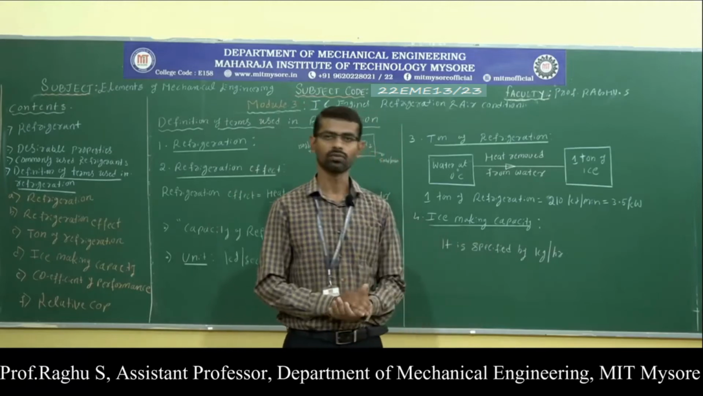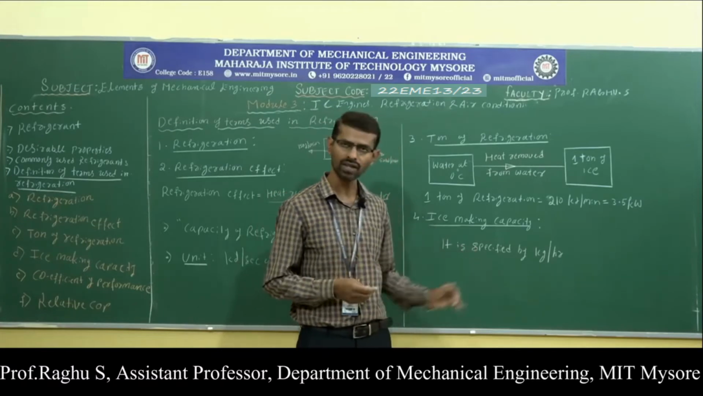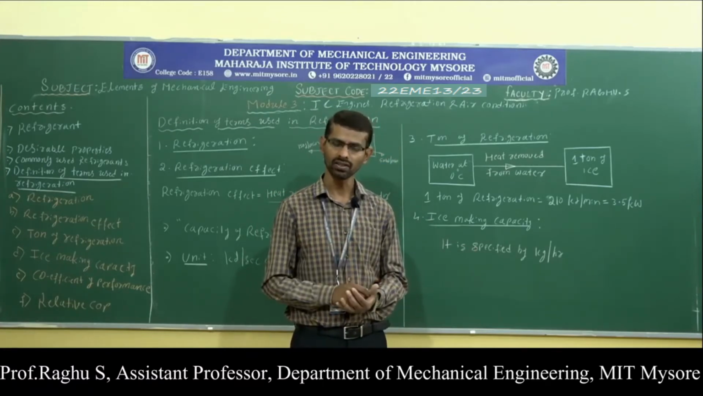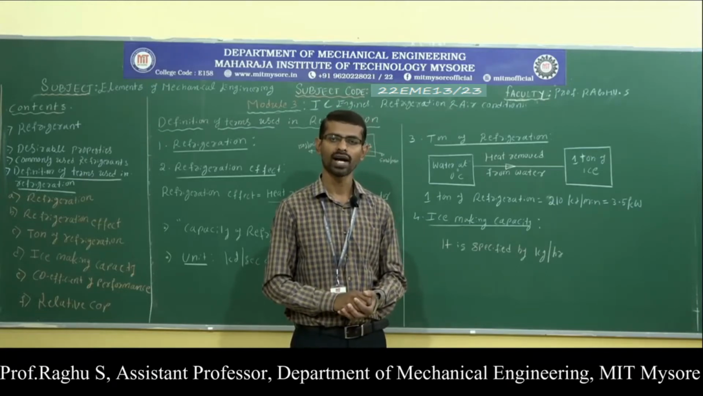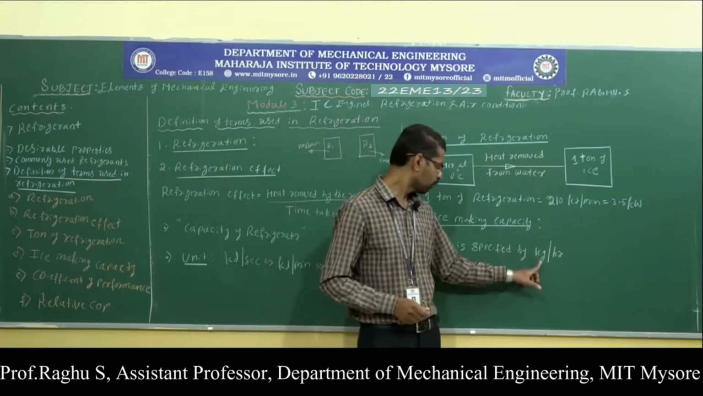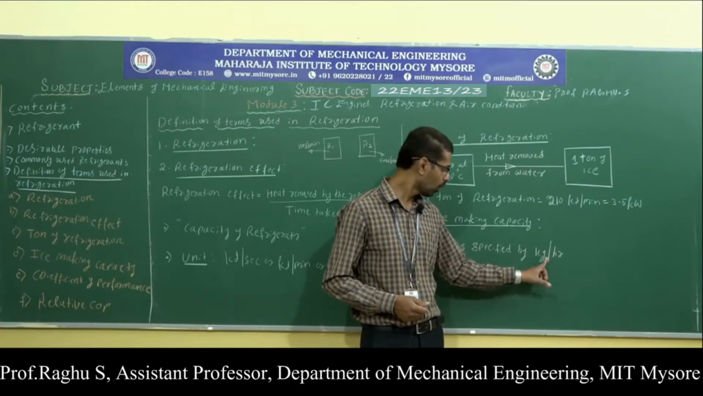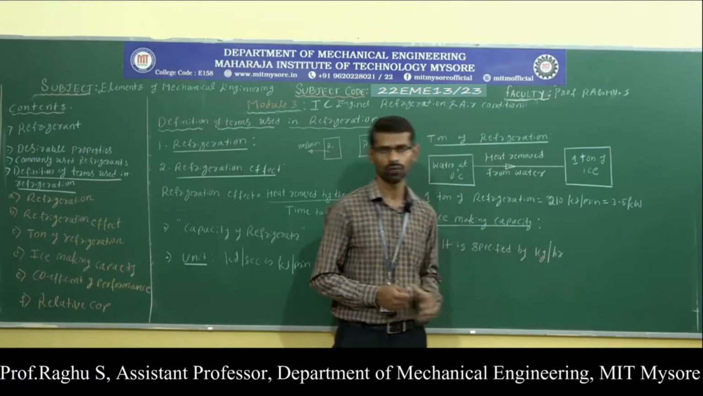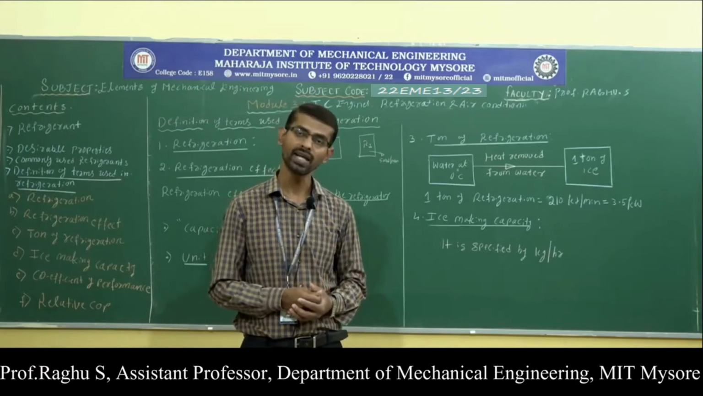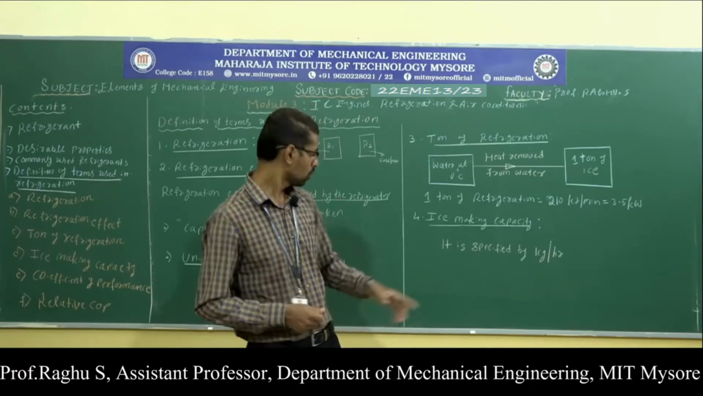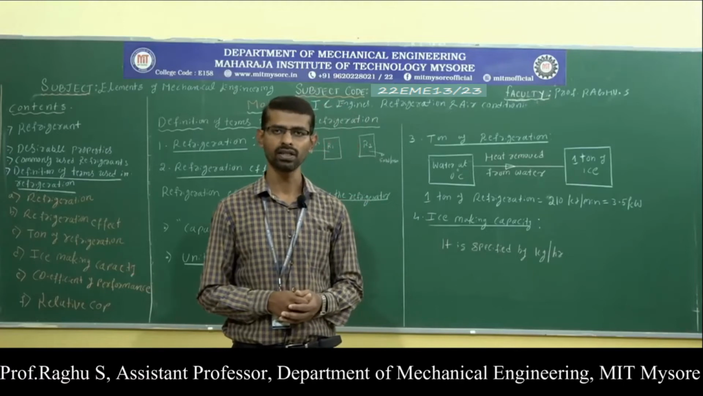So, next, ice making capacity. Ice making capacity is defined as the ability or capacity of a refrigerator to make ice starting from water at room temperature. So, it is called ice making capacity. It is specified by kg per hour or kg per minute, the amount of ice produced per hour. So, this is the definition of ice making capacity.